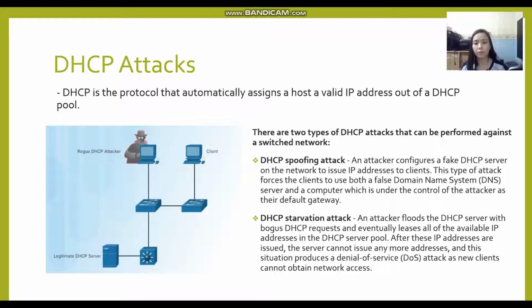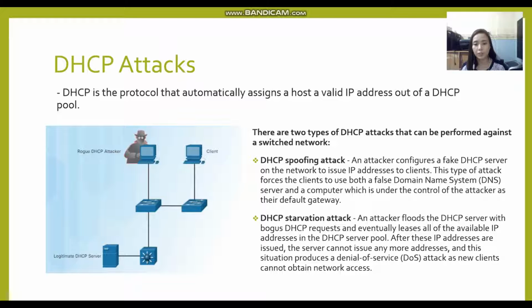In the DHCP spoofing attack, the attacker configures a fake DHCP server on the network to issue IP addresses to clients. This type of attack forces the client to use both a false Domain Name System, or DNS, server and a computer which is under the control of the attacker as their default gateway.